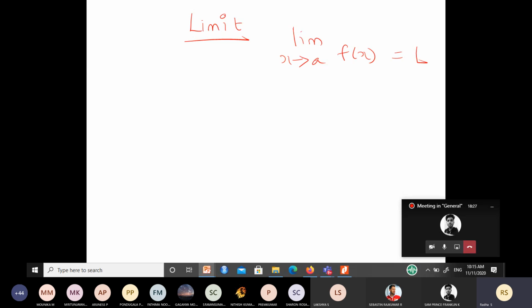So to check whether a limit exists, what all things do you check? Suppose I want to say that the limit exists. How do you prove the limit exists? Left hand limit should be equal to right hand limit. Yes. See, LHL is equal to RHL.